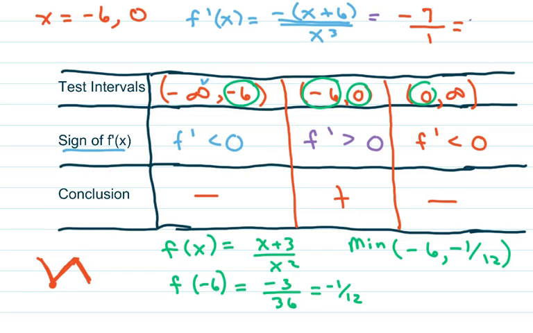Now the 0 we can't plug in because that generated the vertical asymptote. So basically we have an asymptote going on in here. So something's going on with this, like this. So there's no min and max on that. So we only have one relative extremum.